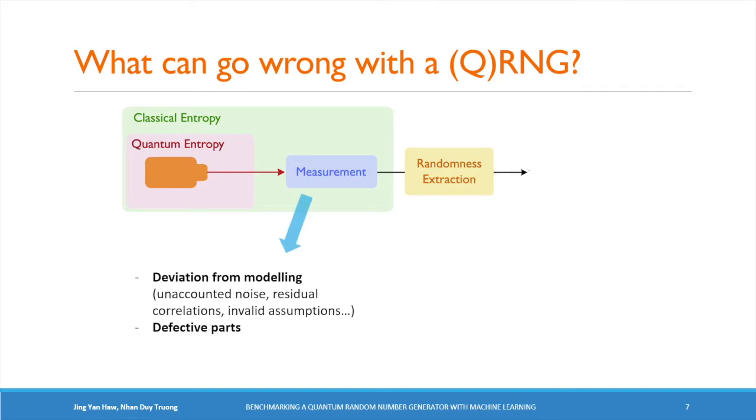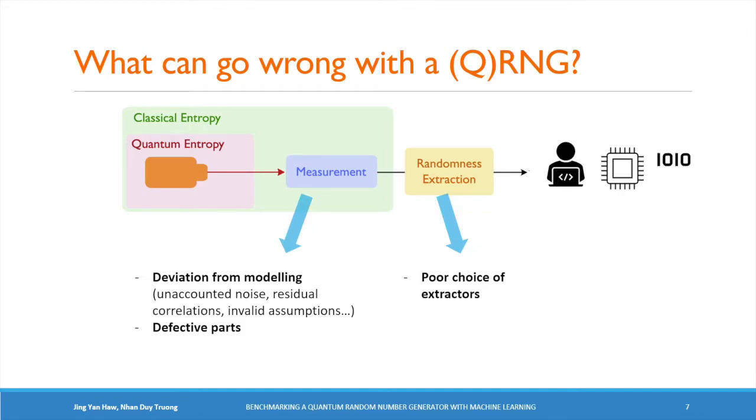For example, it could deviate from our modeling, such as unaccounted noise, some residual correlations, or even assumptions that are unjustified. And there could also be defective parts. When it comes to the random extraction, if the extractor is not chosen properly, when we have such a defect, what will happen is that an eavesdropper who's listening might be able to examine the data and use techniques such as big data, machine learning, and so on to estimate or even guess the next output. And hence, the randomness or the security of your QRNG will be compromised.